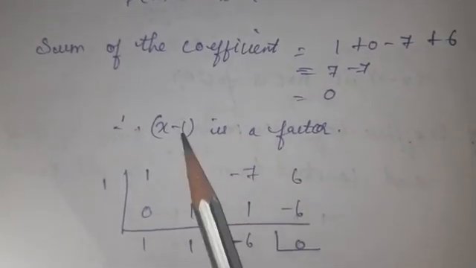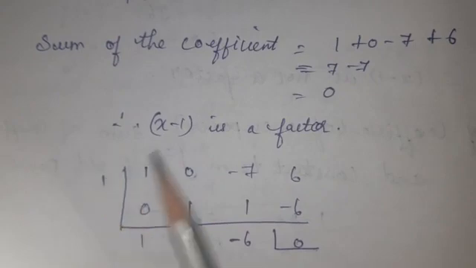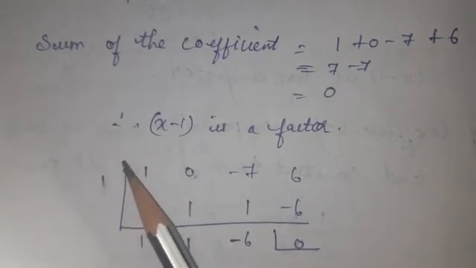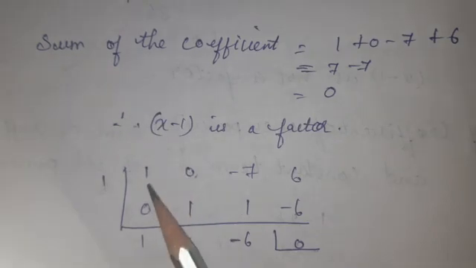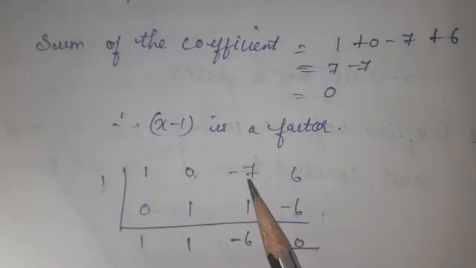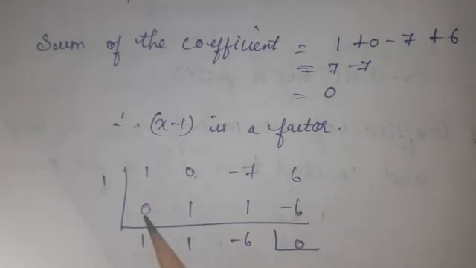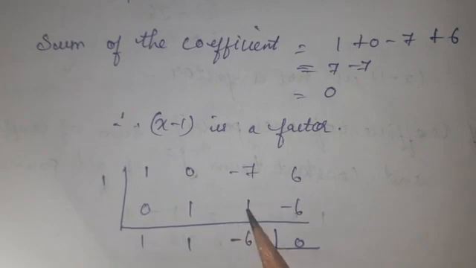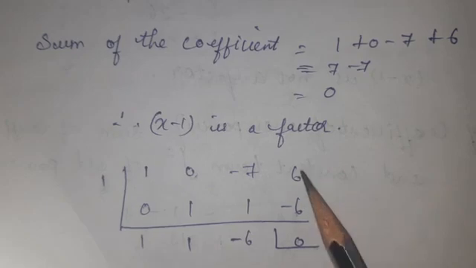So x minus 1 means here we should take the opposite as plus 1. Then you should write the coefficients of p of x. Coefficients of p of x are 1, 0, minus 7, 6. Here we put 0. 1 plus 0 is 1. 1 ones are 1. 0 plus 1 is 1. Again 1 ones are 1. Minus 7 plus 1 is minus 6. 1 into minus 6 is minus 6. So plus 6 minus 6 is 0.